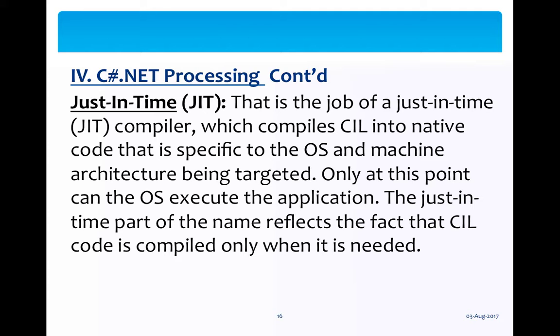Just in time. This is the job of the just-in-time (JIT) compiler, which compiles CIL into native code that is specific to the OS and machine architecture being targeted. Only at this point can the OS execute the application. The just-in-time part of the name reflects the fact that CIL code is compiled only when it is needed.